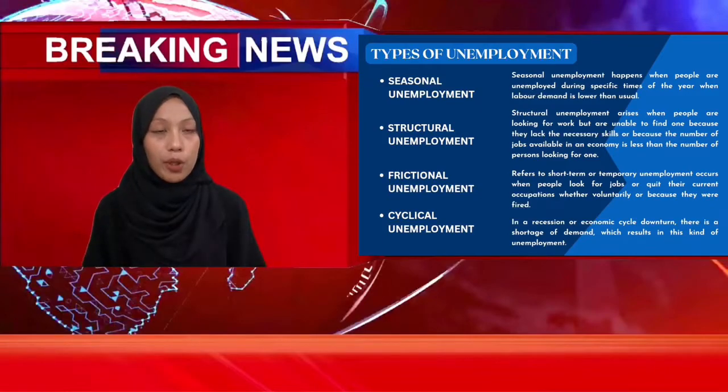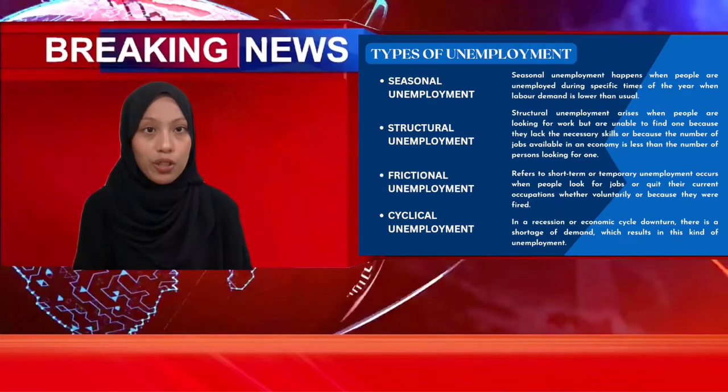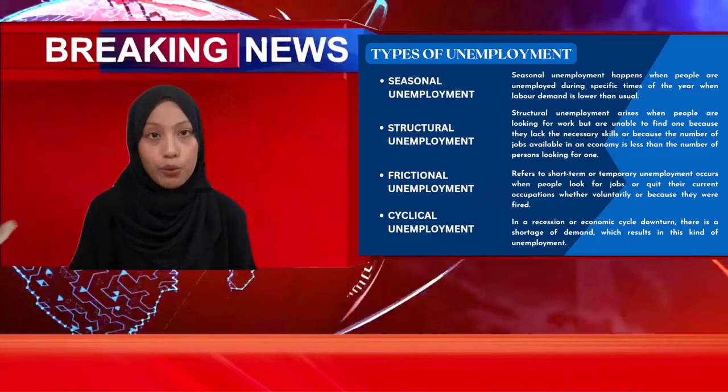Another type of unemployment that occurs to some extent in developing and expanding economies is structural unemployment. Structural unemployment arises when people are looking for work but are unable to find one because they lack the necessary skills, or because the number of jobs available in an economy is less than the number of persons looking for one. An example of structural unemployment could be in the fruit picking market. Fruit pickers will be replaced by new robots that can pick the fruits. They lack the expertise required to keep an eye on the robots and contribute to improving their algorithm. They will consequently be unemployed.